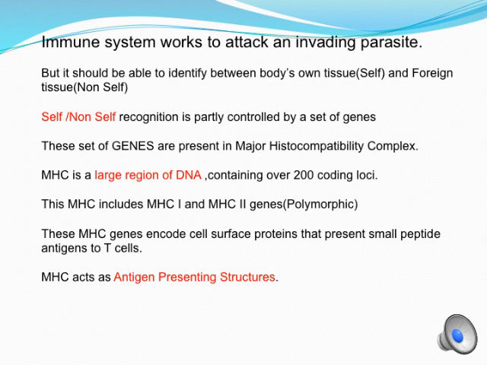Like on a cell, if there is an infection, then on the cell, the MHC genetic system is going to provide you with certain structures that make your T cell recognize that they are the antigens and they have to fight against them. So MHC acts as antigen presenting structures.